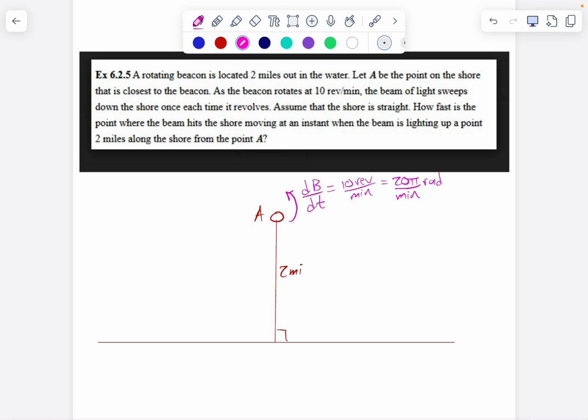Okay, so if you think about that light out at the airport sweeping across, or if I have a flashlight and I turn, I'm going to shine different parts of the wall, right? It's the same concept. It didn't tell us if this is turning clockwise or counterclockwise. I'm just interpreting it as counterclockwise. And so down here, at some point, it's shining 2 miles away from the point closest to A. So what did we just end up creating in our picture? A right triangle, okay?